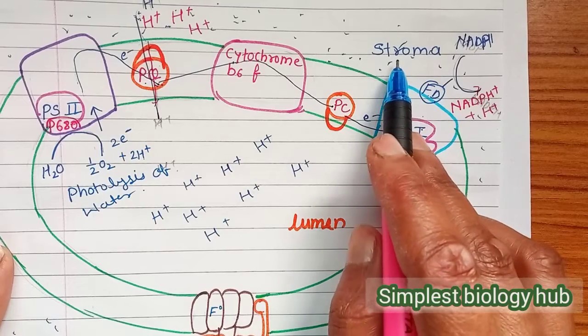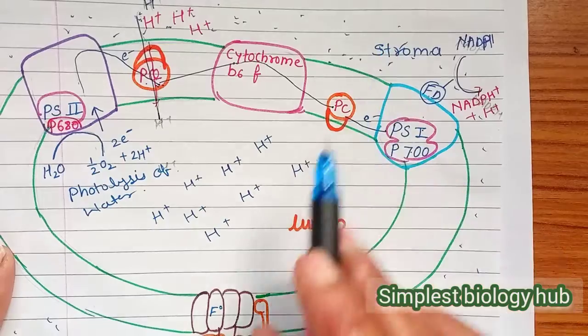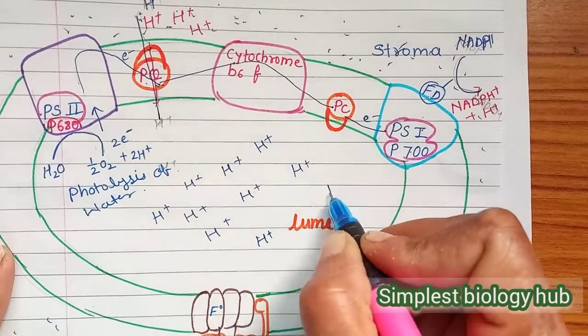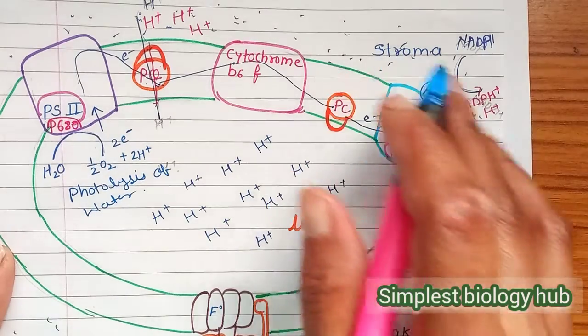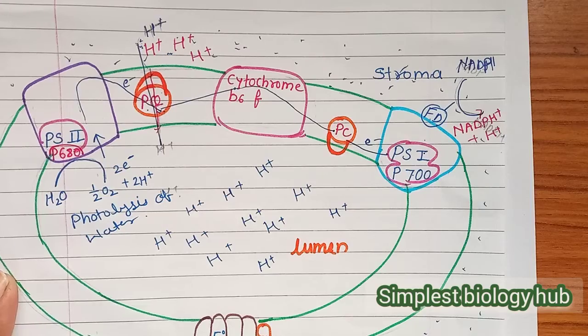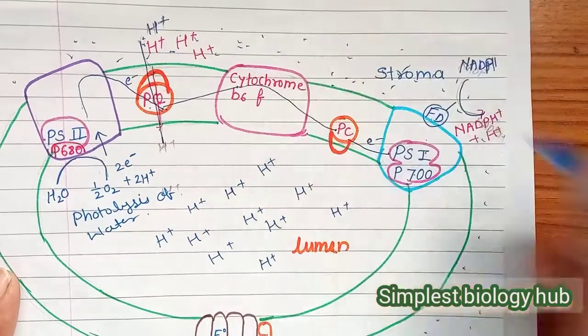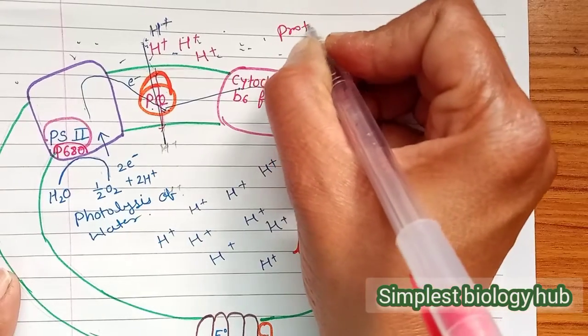That's why the hydrogen ion concentration inside the stroma region becomes less, while inside the lumen of the thylakoid the concentration of hydrogen is more, and this condition creates the proton gradient.